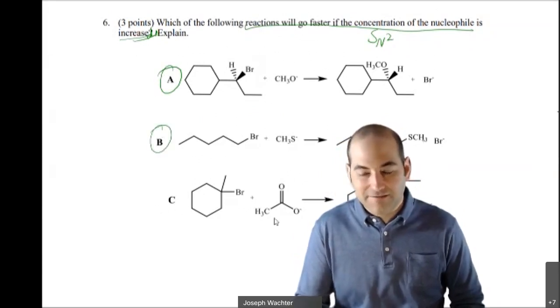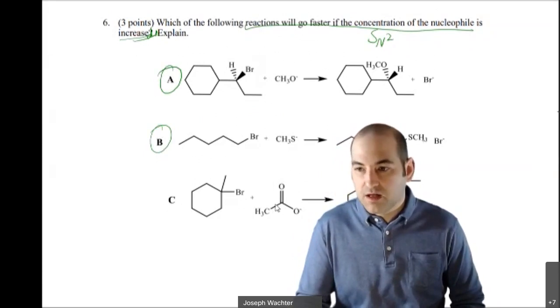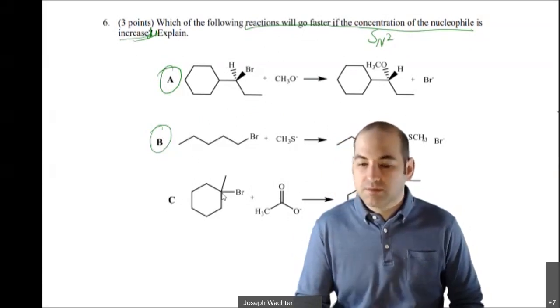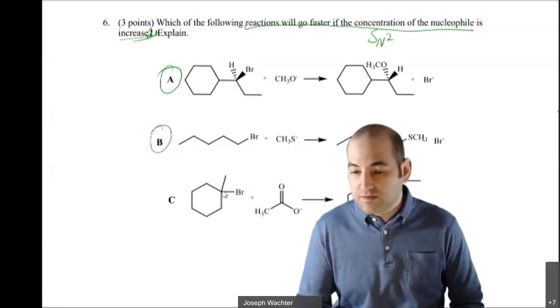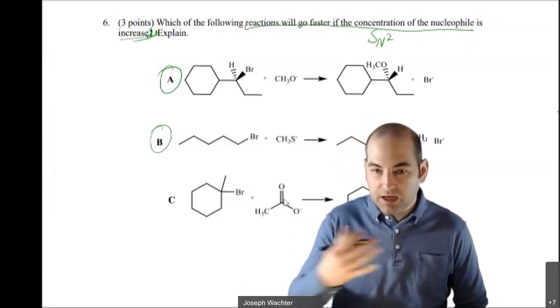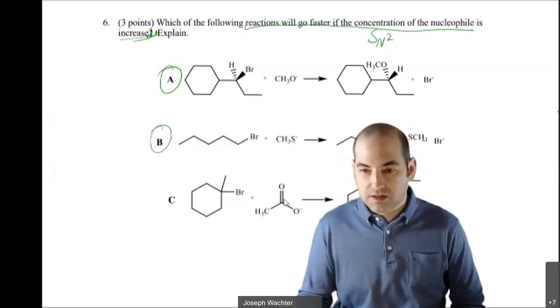C is not affected by the concentration of the nucleophile, because in the SN1 mechanism, the rate determining step is the dissociation of the leaving group and doesn't have anything to do with the nucleophile. The nucleophile coming in is the faster step later, so that doesn't really affect it.